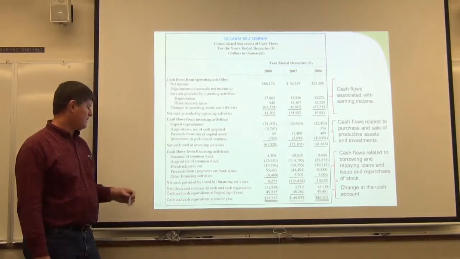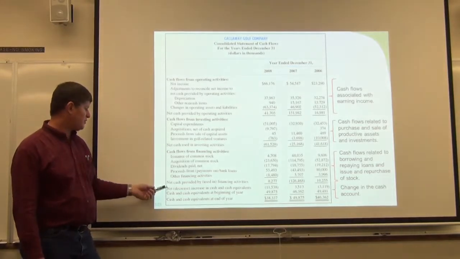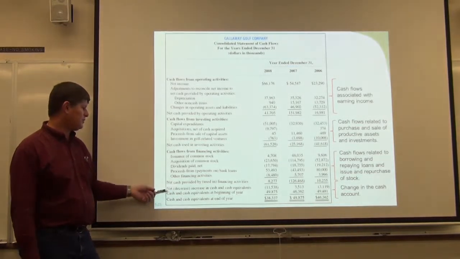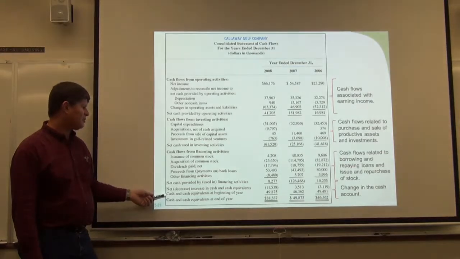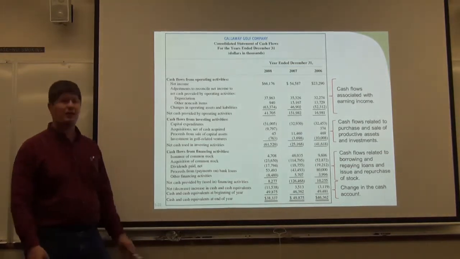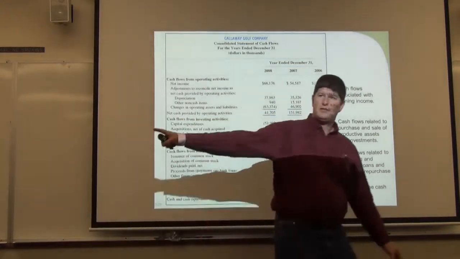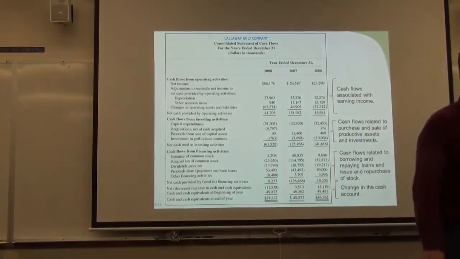Okay? So you get cash from each of those 3, you total it up, net increase or decrease, add that to cash at the beginning, and you get cash at the ending. If this bottom number matches the number on your balance sheet, you're good to go.